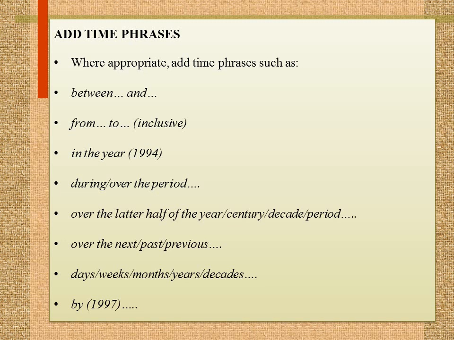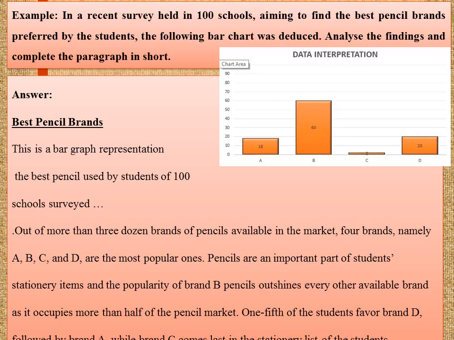Days, weeks, months, decades, all are used, and in fact you can also represent your data with the help of dates, representing with percentages or any other thing. Now, this is an example given to us. Here is a recent survey held in 100 schools, aiming to find the best pencil brands used in those schools and how students prefer them. Now, this is a data interpretation of the pencils used. Now, let's begin with this.